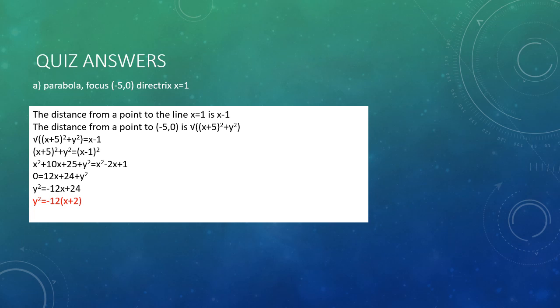We have that the distance from the point to the focus is going to be root x plus 5 squared plus y squared. Now if we set those equal to each other, because those distances are equal by definition, and you solve for it, you'll get that y squared is equal to negative 12 x plus 2.